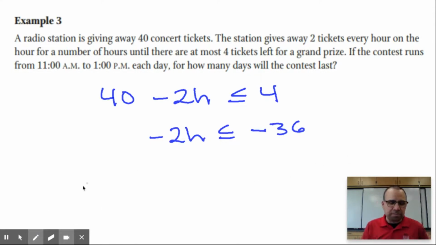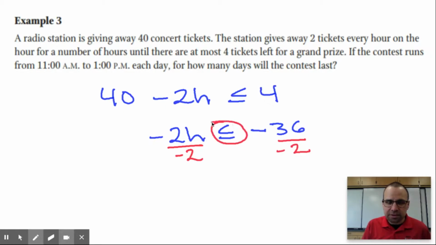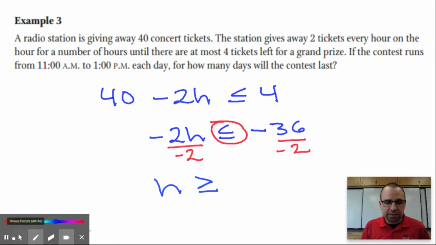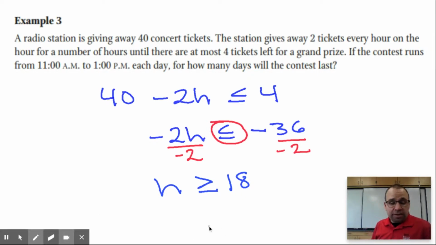Now, be very careful here. There's a special rule when we divide by a negative number and we are working with an inequality like we are here, something strange happens. Does anyone know what that is? That's right. It's going to switch directions on us. And our final answer is h is greater than or equal to 18. 18 tickets. Sorry, 18 hours. H greater than or equal to 18.